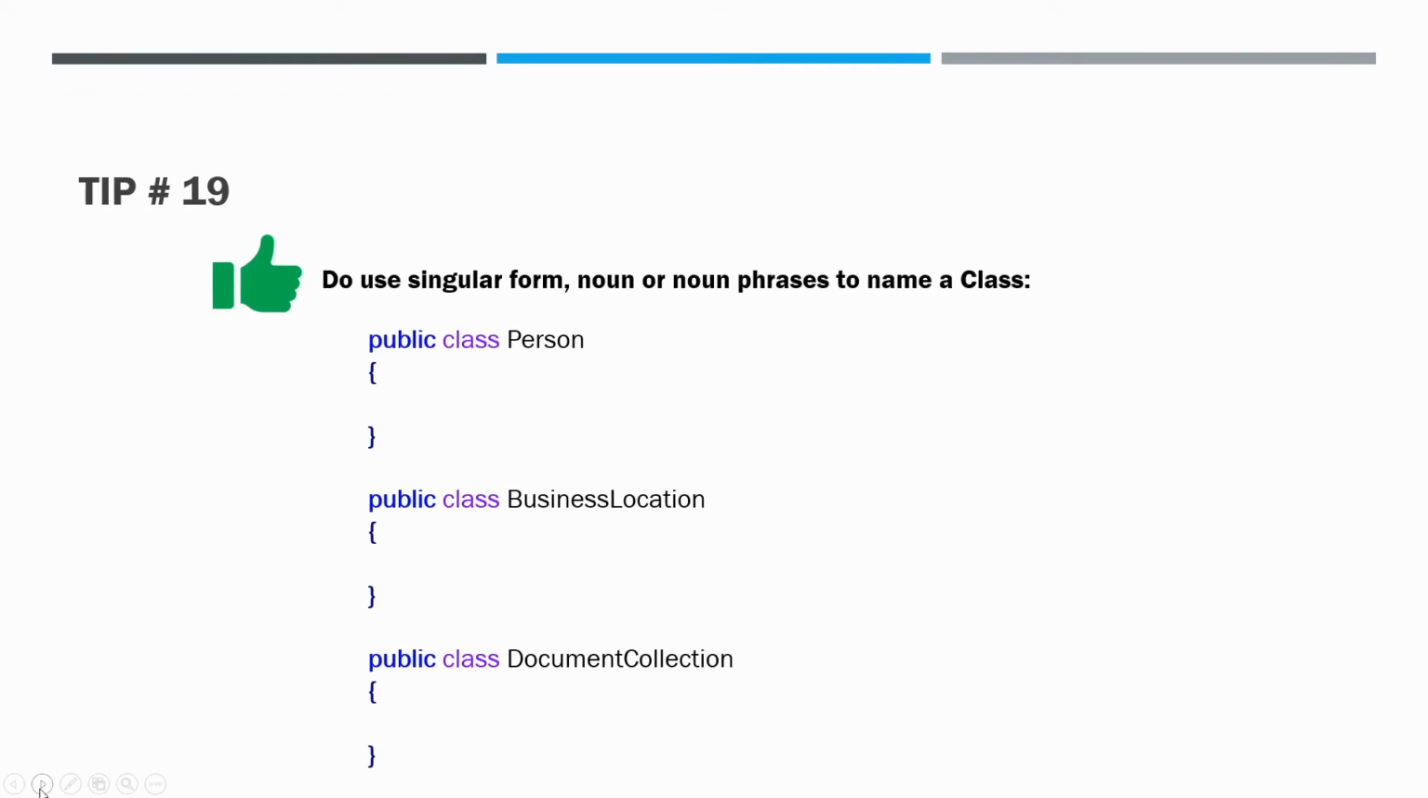Tip number 19. Use singular form, noun or noun phrases to name a class. This enables you to easily identify if the class holds a single entity value or collections. It's just kind of weird to have a list of persons in the code versus a list of person. So choose which one makes sense for you.